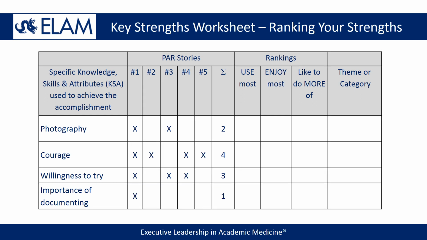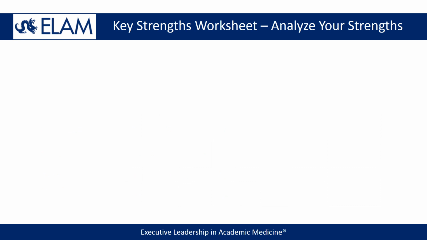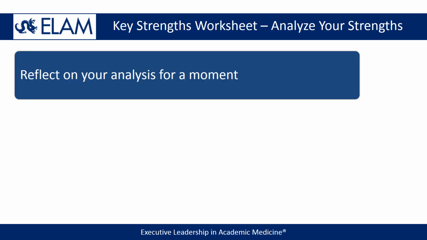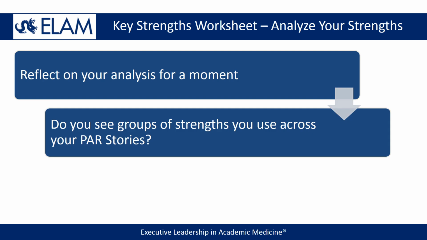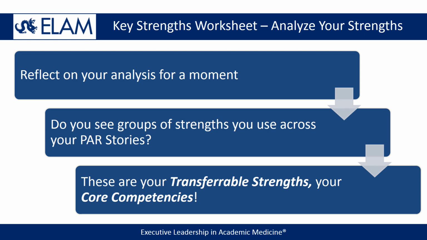So let's look at the example of my strengths. When I analyzed further, looking at all my PAR stories, my transferable strengths began to emerge. For example, with courage appearing in many of my stories, but the importance of documenting appearing less often. Now, reflect on your analysis of your own strengths. Do you see strengths that you use across several of your stories of success? These are your transferable strengths or core competencies. They are useful in many types of jobs, whether in the lab, treating patients, or teaching students or residents, or in managing a large program, department, or school.